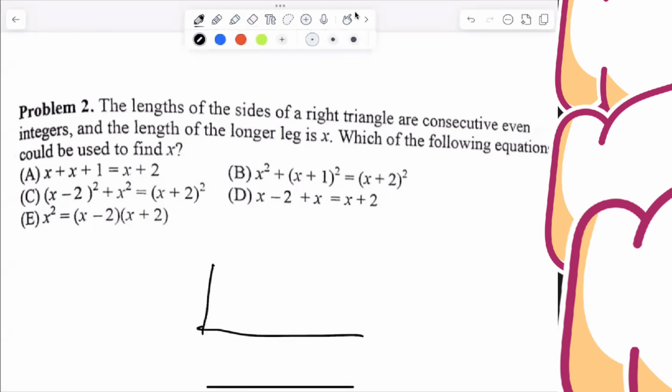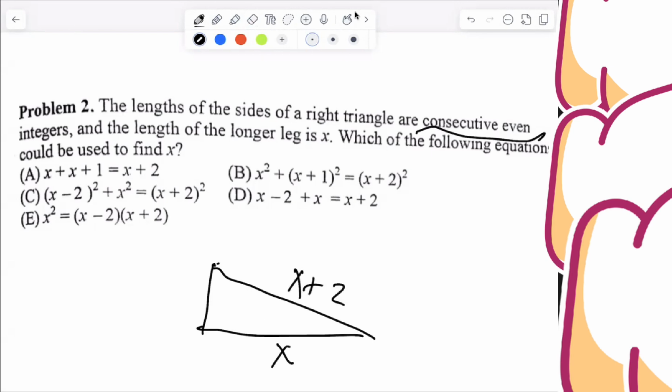So let's do it. This is not accurate. As you can see, these are not consecutive integer lengths, but let's just go with it. So let's say the longer leg is x. This means this is x plus 2, because it's consecutive even integers. For example, 1 and 2 are consecutive integers, and the consecutive even or odd will be 2 more, because the next one is definitely not the same parity. And this is going to be x minus 2, because it's the one before that has the same parity, the same evenness or oddness.